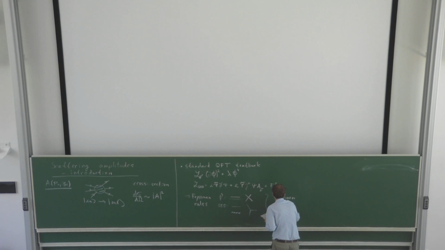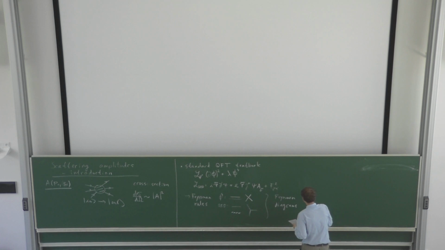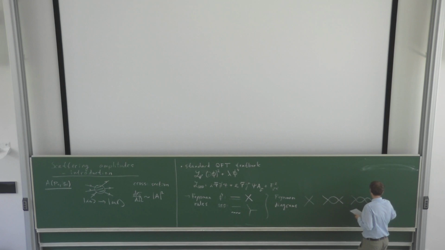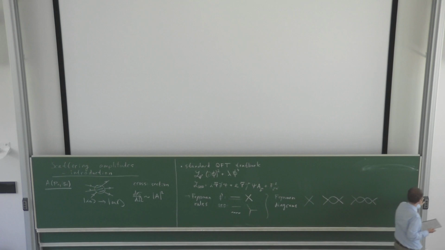These are diagrammatic pictures which tell us how the interactions, how the process, how the scattering can happen. So for my first example, we can have this diagram, where the particles just scatter, meeting at a point, but we can have also more complicated diagrams, or even more complicated. And of course, for QED, there are a lot of different possibilities. Okay, these Feynman diagrams are naturally organized in the expansion.